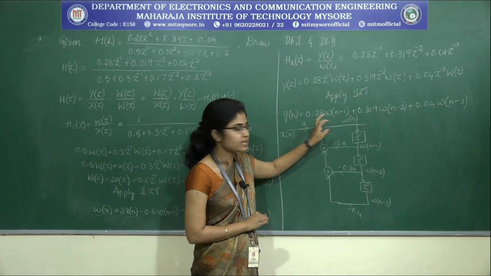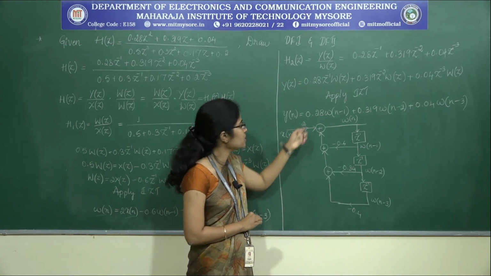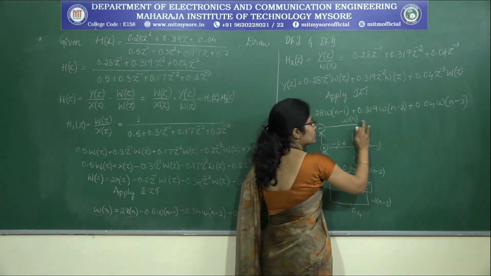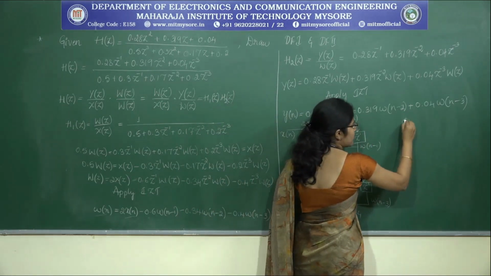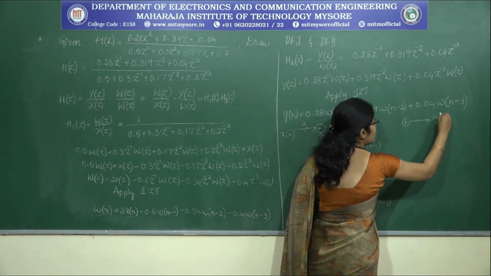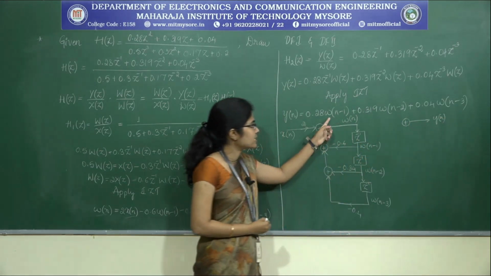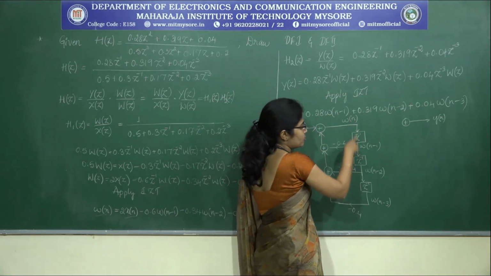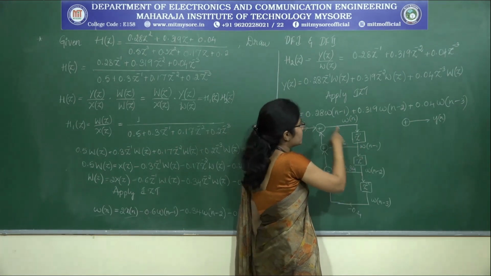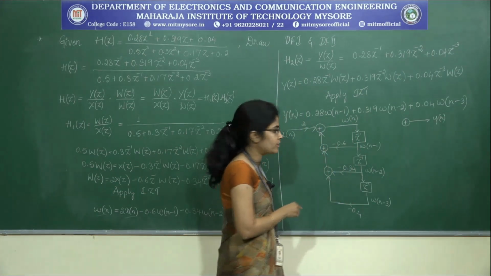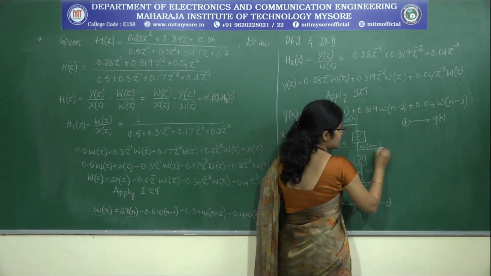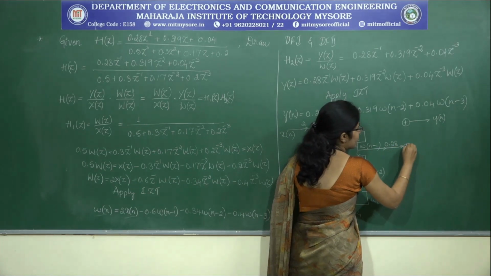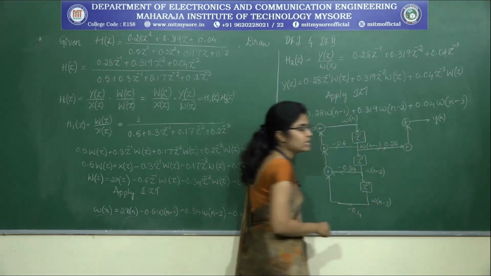Here W of n is acting as input and Y of n is acting as output. So here we don't have a W of n term. So nothing is going from W of n to this adder, which gives us the output Y of n. So the first element is nothing but the delayed version of W of n. So if I delay W of n once, gives us W of n minus 1. To this I should multiply 0.28. So to this multiply 0.28 and give it to an adder, connect the output of this adder to the top adder.